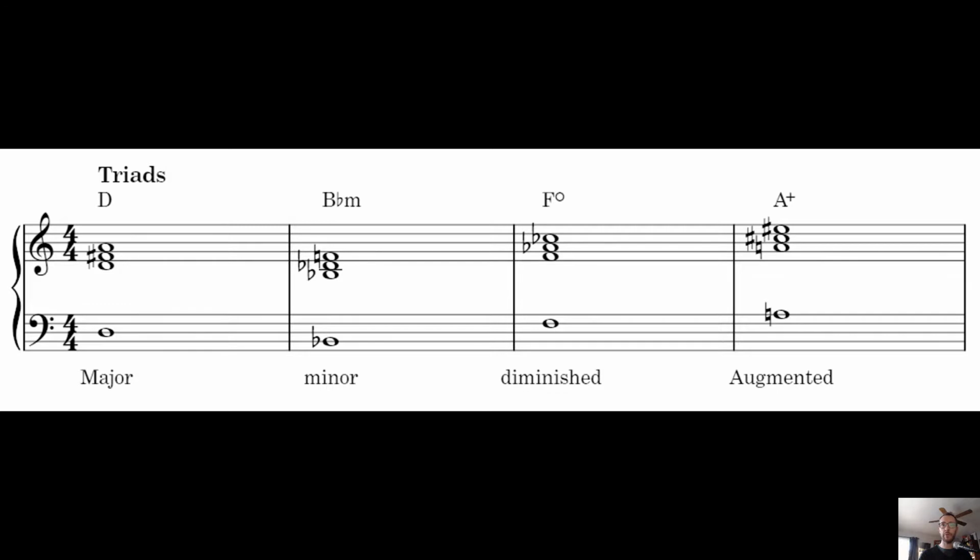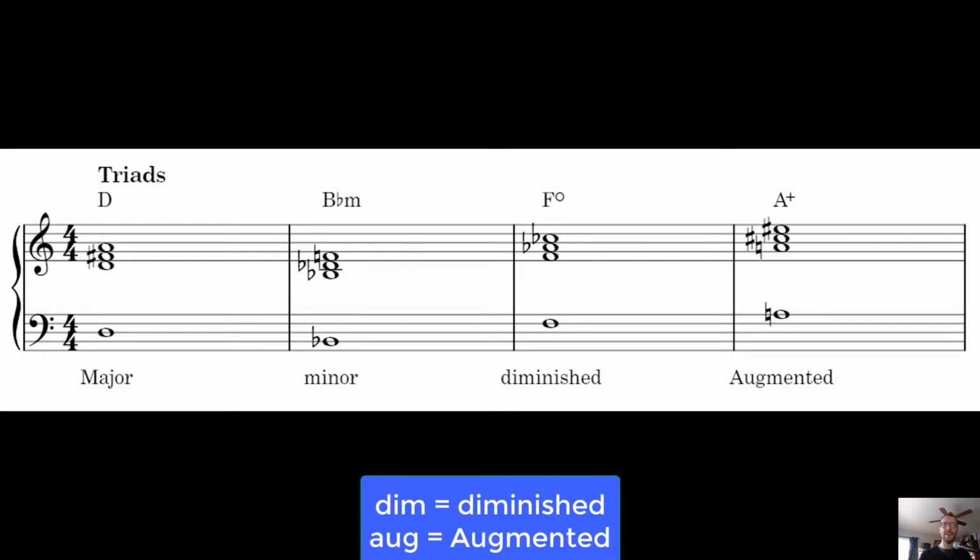And a superscript plus indicates augmented. So A plus would be an A augmented triad, and not just your ideal grade. They can also be indicated with dim and aug after the capital letter. So F dim or A aug.